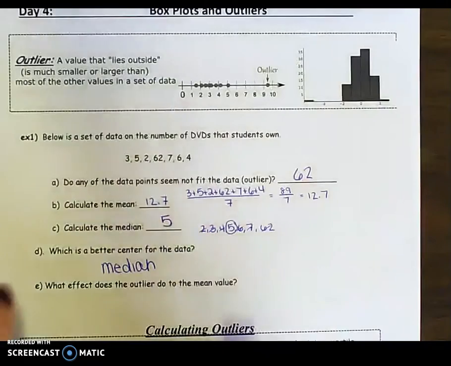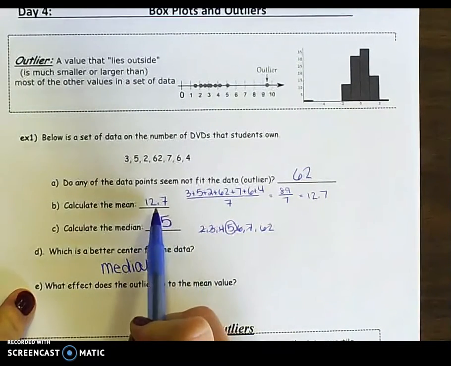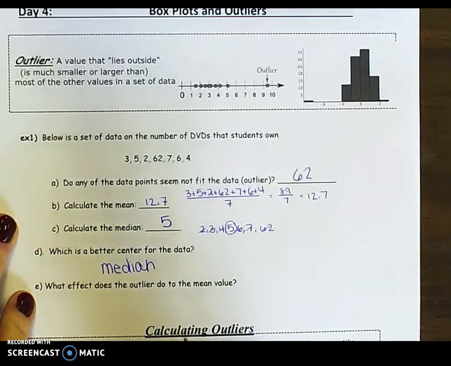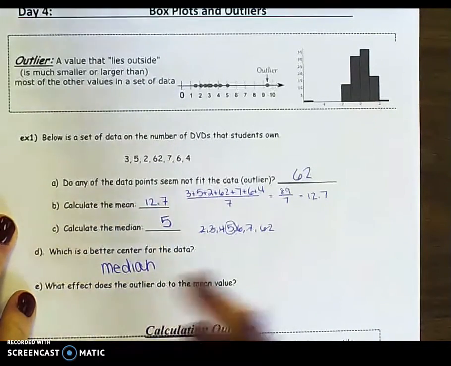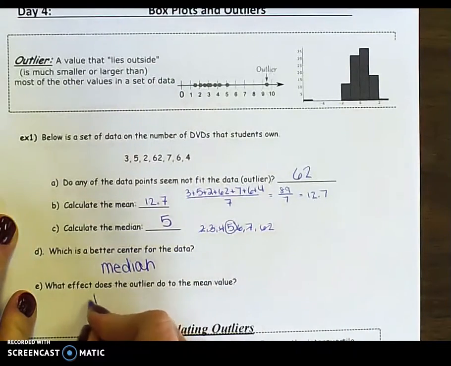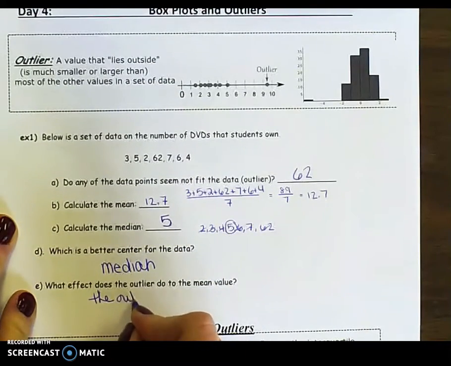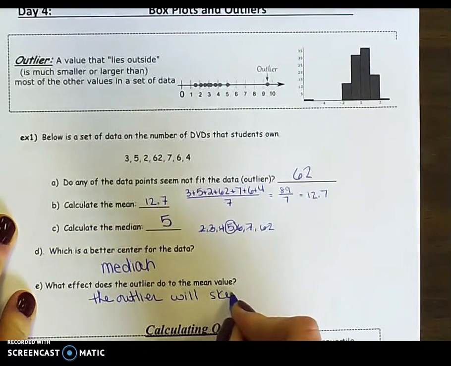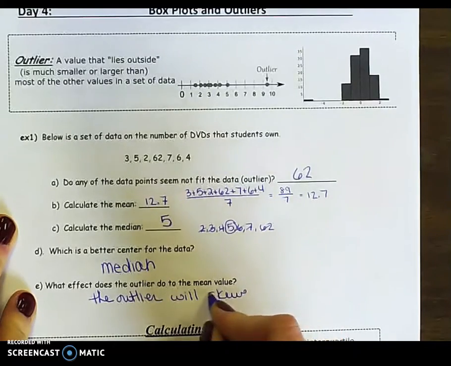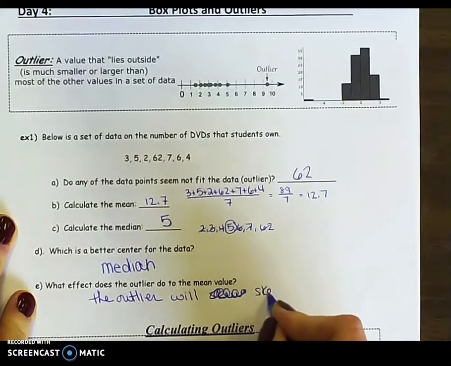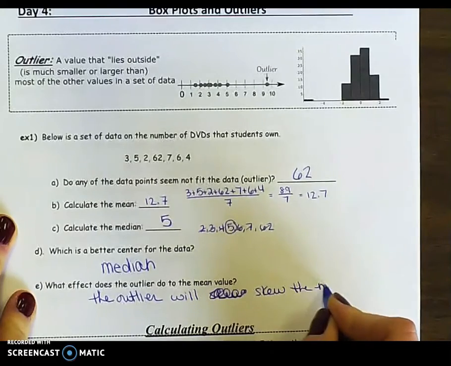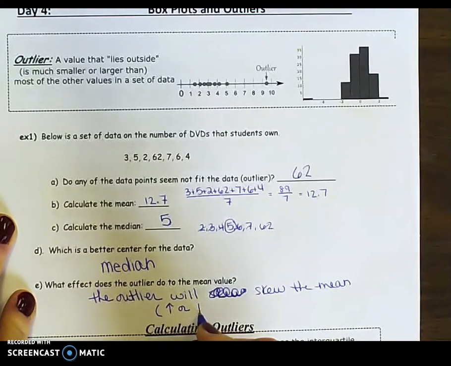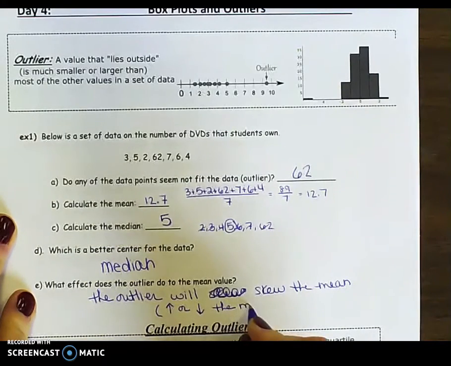So what effect did this outlier have on the mean? Because we see the mean is definitely not a good fit for this data. Well, the outlier is going to skew the mean in the direction that it is. It will skew the mean, which means it's going to increase or decrease the mean value.